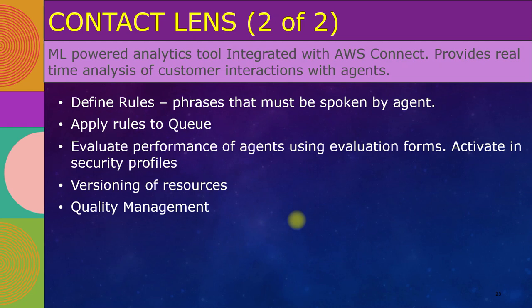And what's interesting is you could define rules, phrases that must be spoken by the agent. So think of it this way, right? You have customers calling in, they go to a customer service queue. The agent gets some whisper. We know this caller is in the customer agent queue, so the agent knows what to say and how to say it. And there could be rules associated with that.